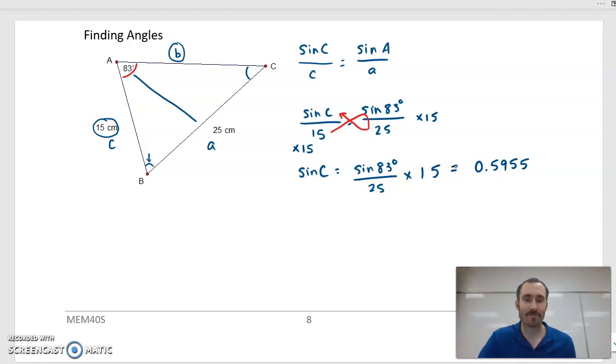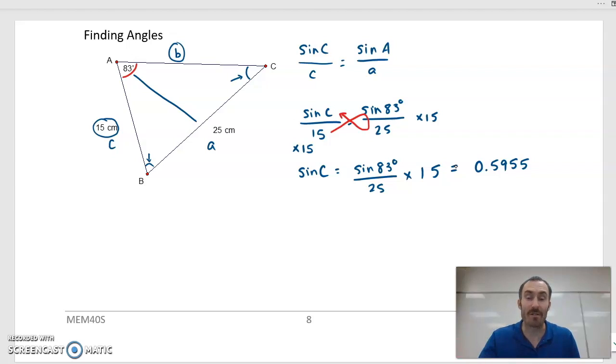0.5955. Now that might seem confusing at first if you don't remember how this sine, cosine, tangent thing works, because this angle over here does not look like 0.5955 degrees to me.